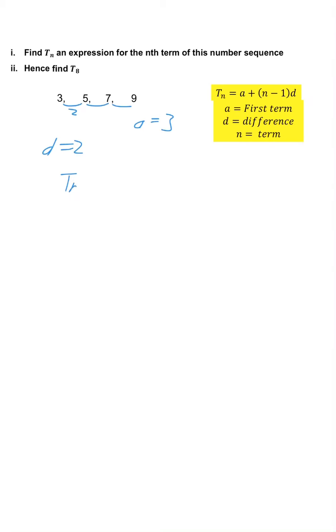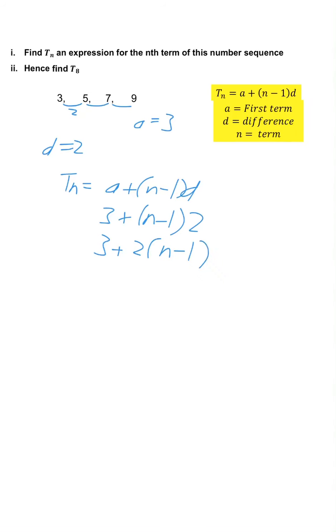So Tn is equal to A, our first term, plus n minus 1 times the difference. In this question we have A is 3 plus n minus 1 times our difference, which is 2. Now let's expand this bracket. It could be helpful to write the 2 on the other side, because when you're expanding brackets it normally looks like that.